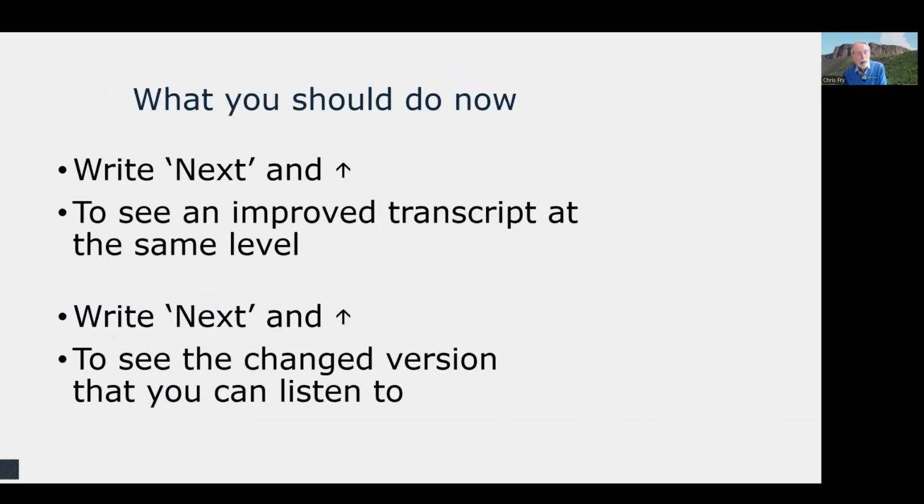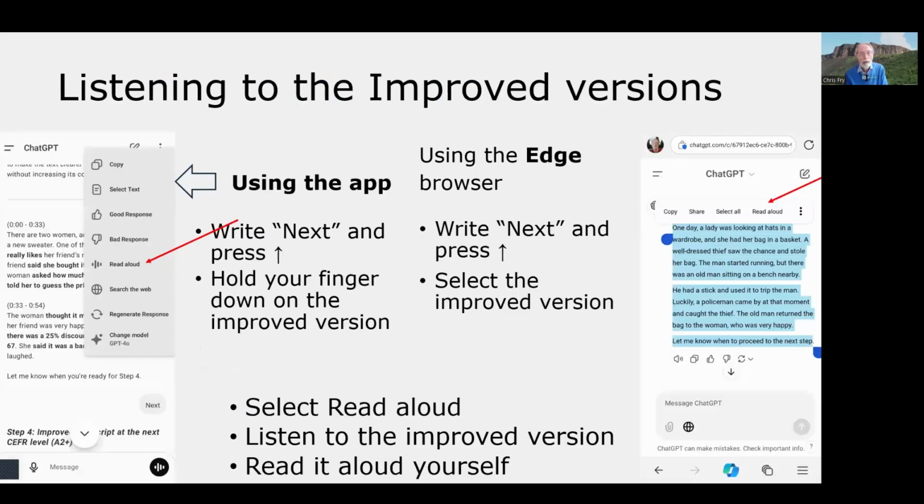So what you should do now, because you've already included the complete 9 steps, you should write next and click the up arrow. You'll see an improved version at the same level, and you write next and click the up arrow, and you can see the changed version that you can listen to. So you do that, and then just to remind you about how listening to it. So next, up arrow, next, up arrow, and now hold your finger down on the improved version and listen to it by clicking on Read Aloud.